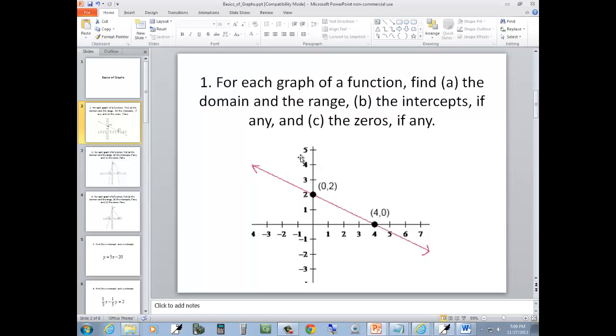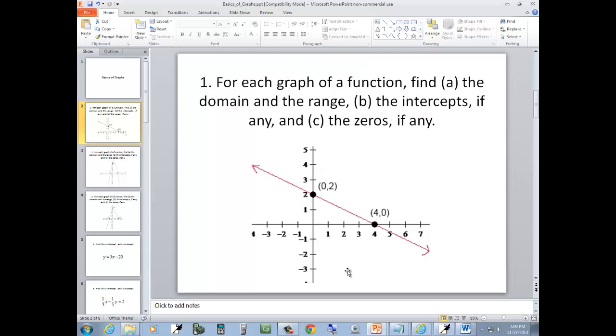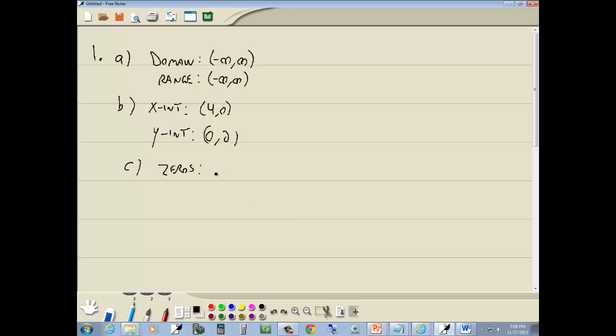And then C says find the zeros. Now zeros is where it touches or crosses the x-axis, which is at 4. And we write this a little bit different. You may see it written as x equals 4, or they just may write 4. It's the same number as what you got for the x-intercept, just a different way of writing it.